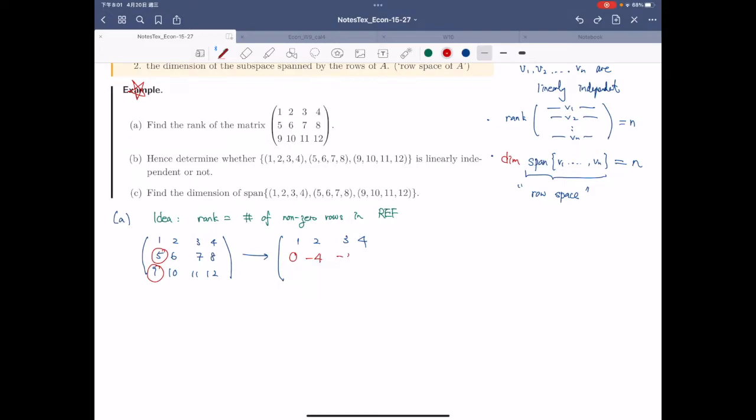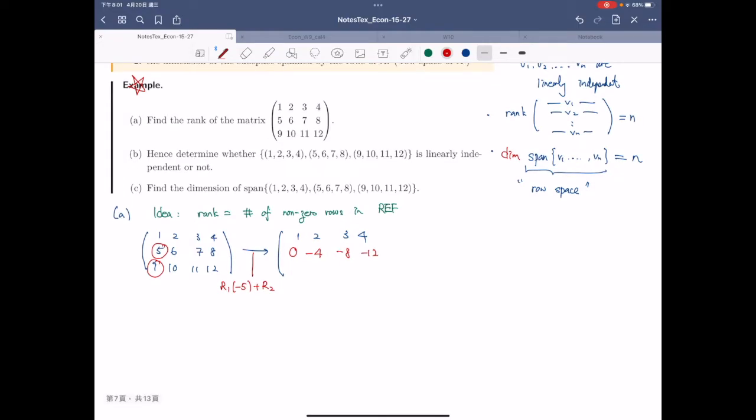-8, and then -12. So this is what I did: multiply the first row by -5, and then add it to the second row. And then how about the 9 here? How do I kill that? Then what we're going to do is multiply the first row by -9 and add it to the third row. Then I get 0, -8, and then -16, and then 4 times -9, -36, add 12, -24.